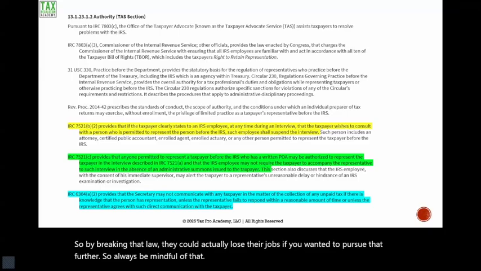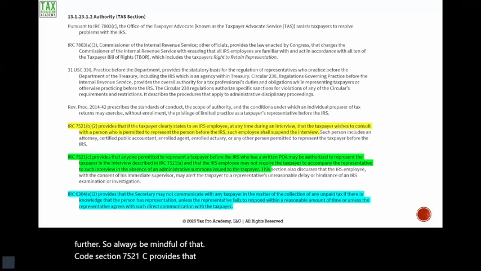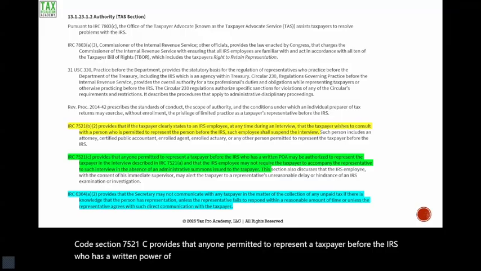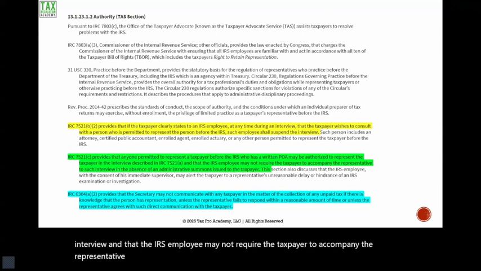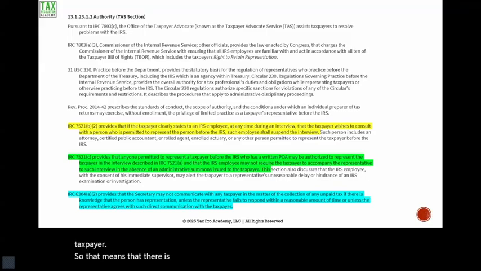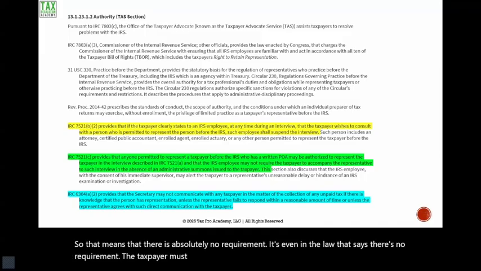Code Section 7521(c) provides that anyone permitted to represent a taxpayer before the IRS who has a written power of attorney may be authorized to represent the taxpayer in an interview, and that the IRS employee may not require the taxpayer to accompany the representative to such interview in the absence of an administrative summons issued to the taxpayer. So that means there is absolutely no requirement, it's even in the law, that the taxpayer must be there in any interview, conference, or phone call that you have with an IRS employee.